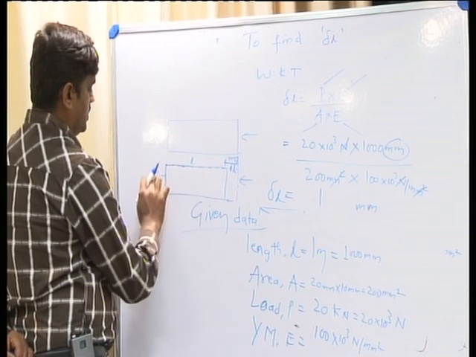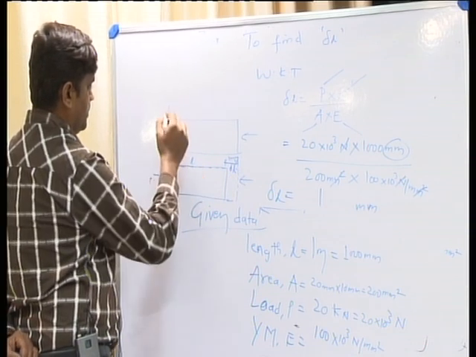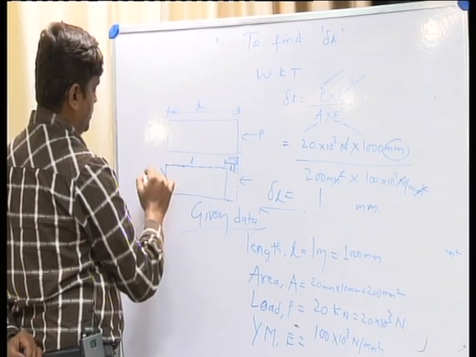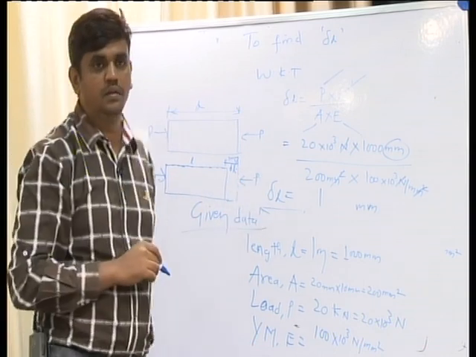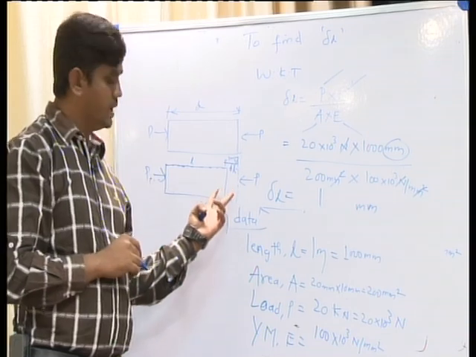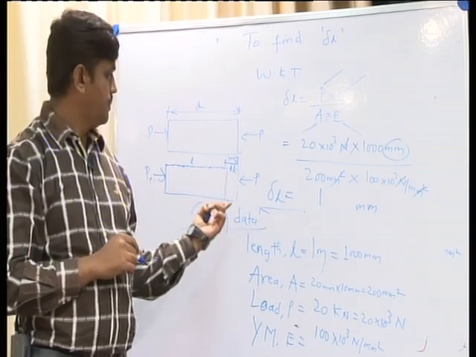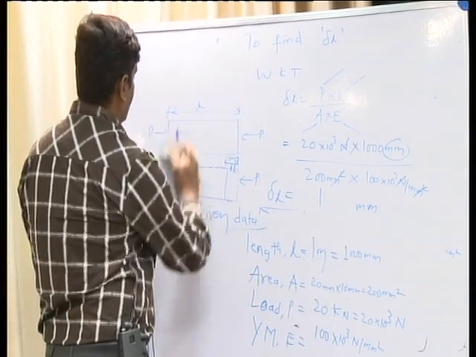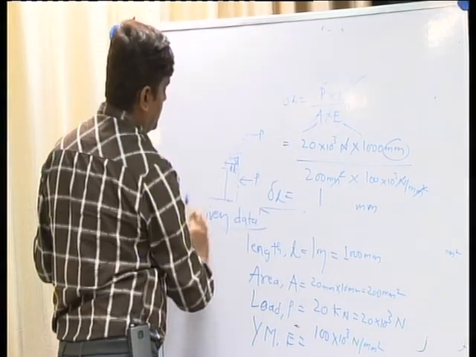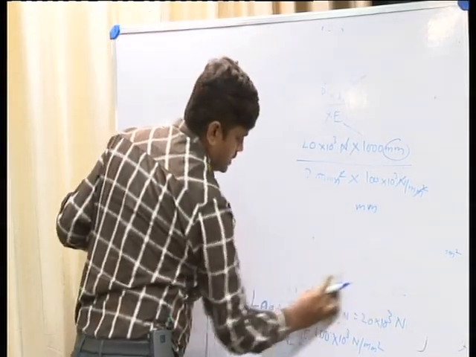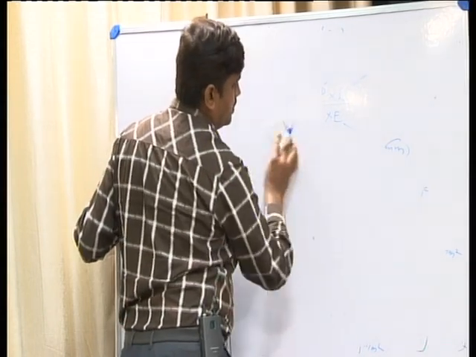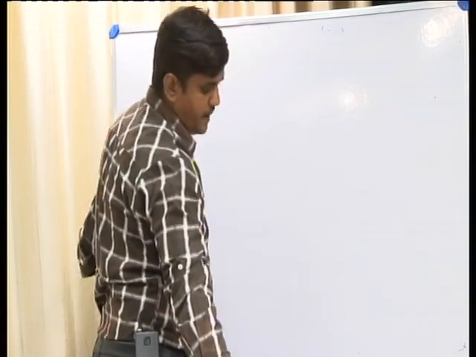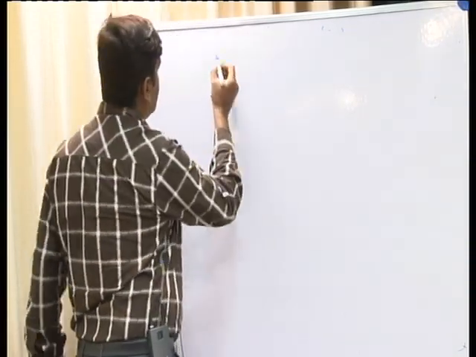This is the original length, and this is P. So the change in length here is shortening of the bar. In tensile loading, it is elongation of the bar. So in this type of problem, we learn to calculate the change in length under compressive load and in tensile load. Now we take up a different type.